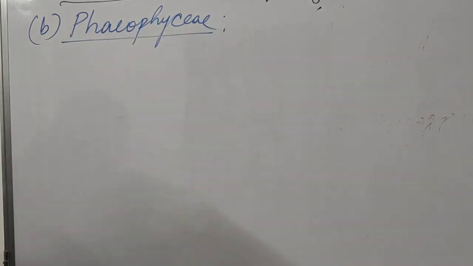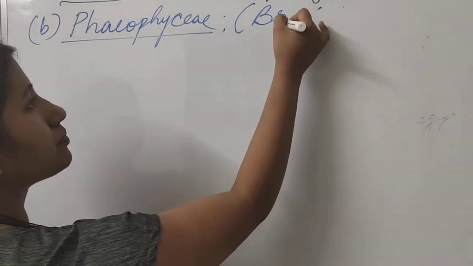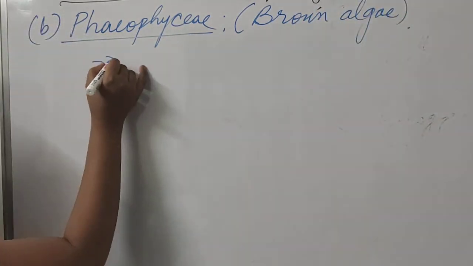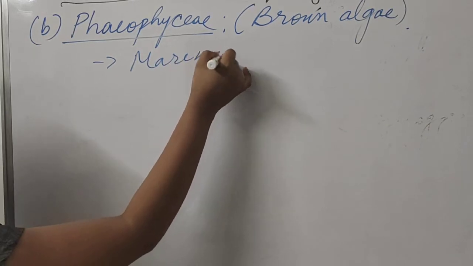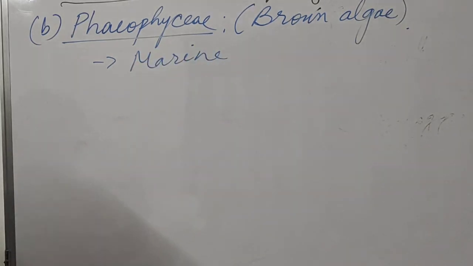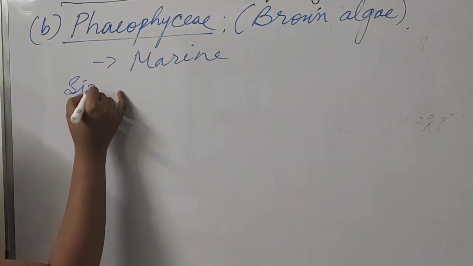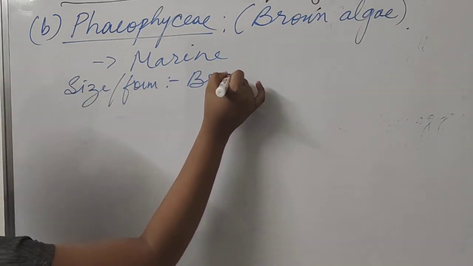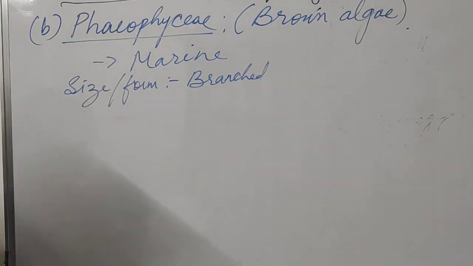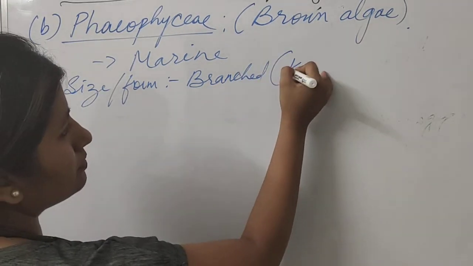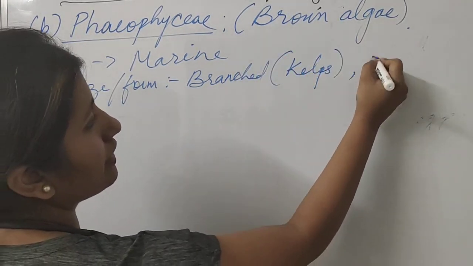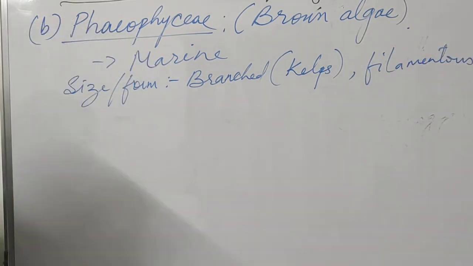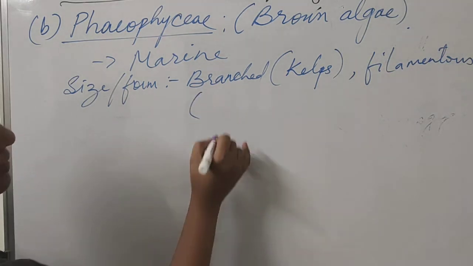Phaeophyceae, which is also known as brown algae, are mainly marine dwellers. They are found in marine habitats, and in size and form they can be branched, such as kelps, and they can be filamentous, such as Ectocarpus.